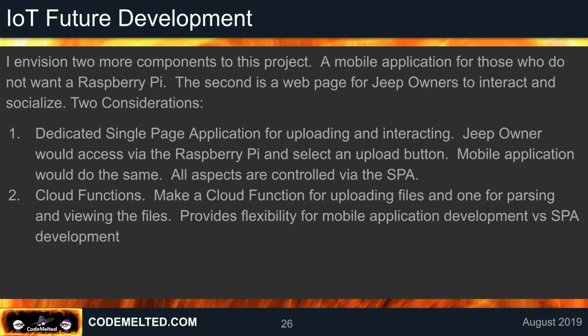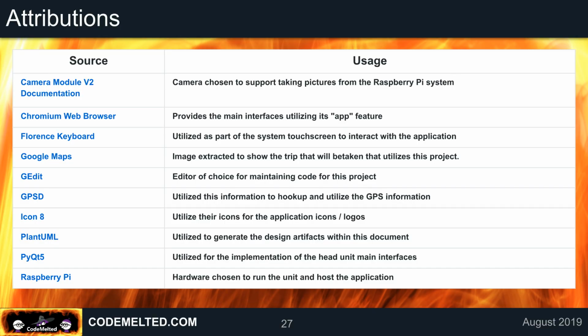Future development will focus on a mobile application and a web page for social interaction among Jeep owners. Considerations include a dedicated single-page application and cloud functions for file uploading and parsing. Here are the attributions for the materials used in this video.